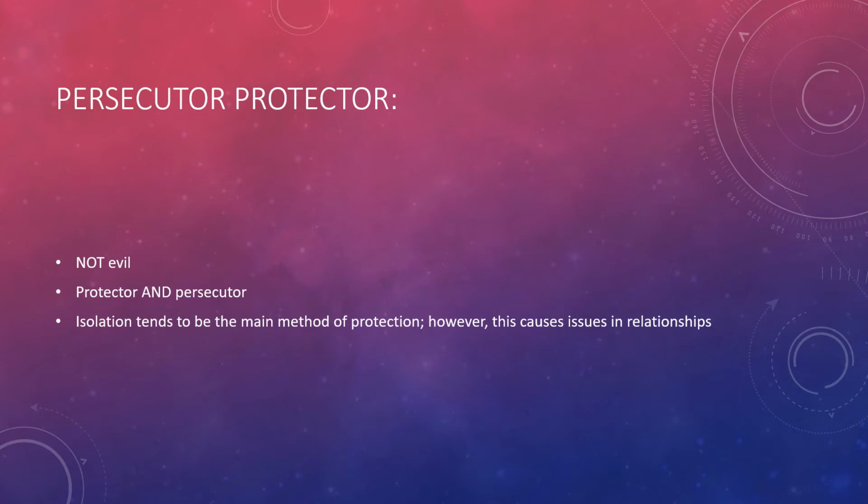Now, a persecutor protector. This is an alter who is both protector and persecutor. Again, like persecutors, they are not evil alters. They want to protect the system just as much as anyone else in the system. However, their methods are not ideal. A common method of protection is by isolation. However, this can cause many problems when it comes to relationships with your significant others, family, friends, work, school, etc.